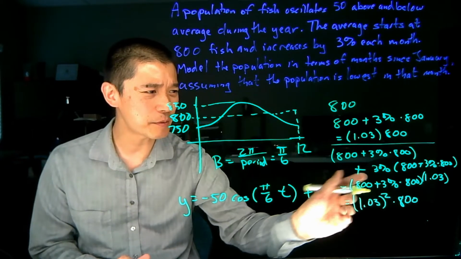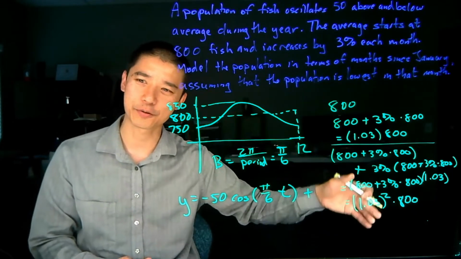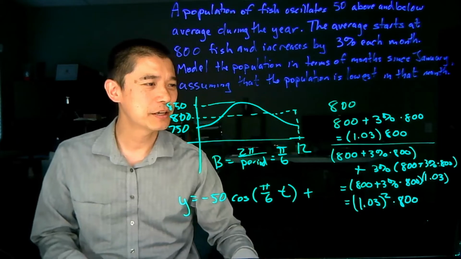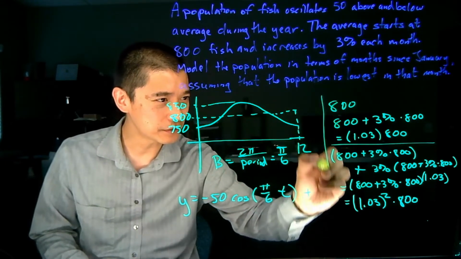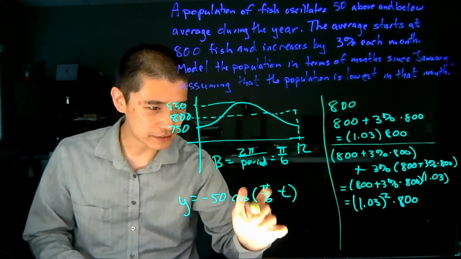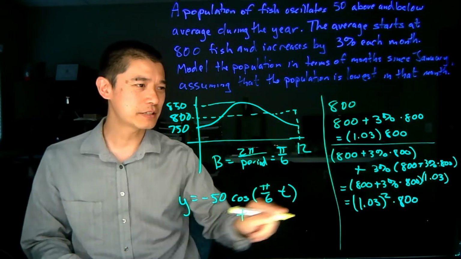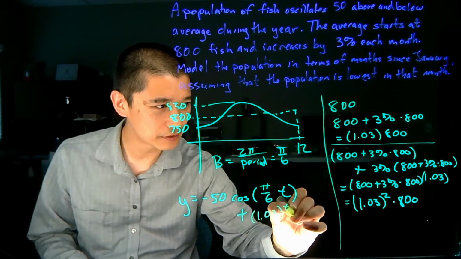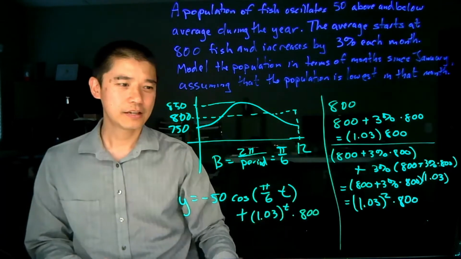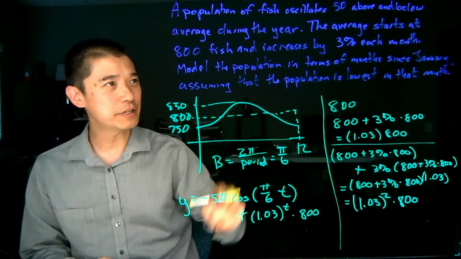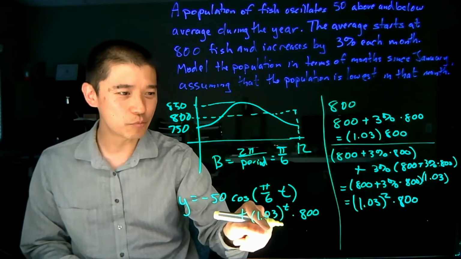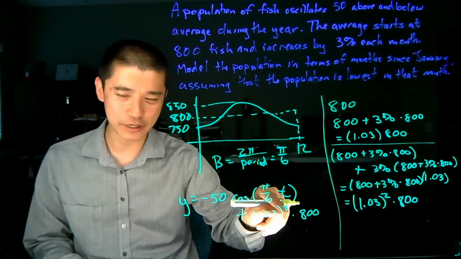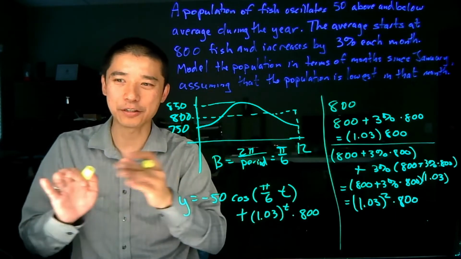Every month that goes by, you're going to multiply by another 1.03 because that represents the previous population plus 3% more. And so when we put this all together, this is going to be 1.03 to the tth power times 800. And so the general pattern that we see, if it increases by 3% per month, that's 1.03, 1 plus the 3% for every month that happens. It's raised to the tth power because it's compounding with the previous values.